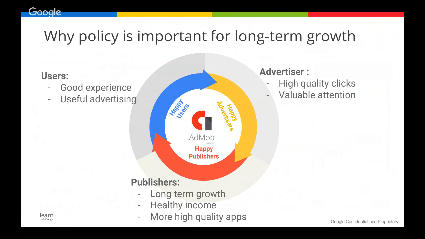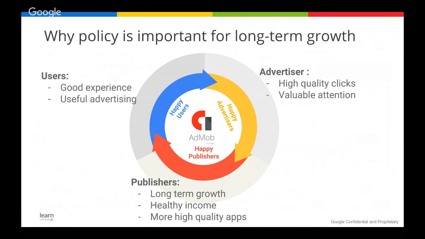This chart really summarizes what the ecosystem looks like. We have users, we have advertisers, and also we have you, the developers and publishers. Users are really important because without users, we wouldn't be able to monetize. We want users to have the best experience when they are visiting our app store or playing your apps. And it's also the user who is going to be clicking on the ad or buying something in your app.